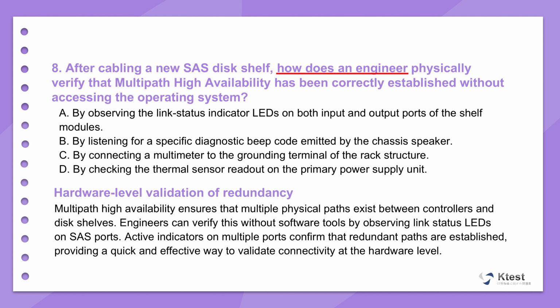You need a quick, immediate OS-independent way to validate that you haven't messed up the hardware redundancy before you leave the hot aisle. So the correct answer is A. You check the link status indicator LEDs on both the input and output ports of the shelf modules. Because if the light is green, the path is clean. It's an instant visual confirmation at the hardware layer. Exactly. When both physical paths are active, those LEDs glow.